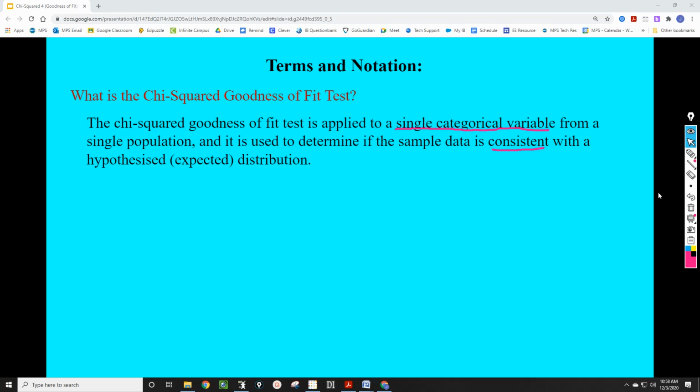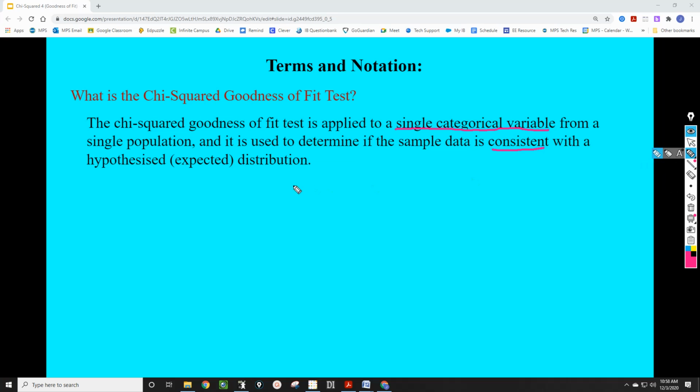When we did the chi-squared test for independence, we had two variables within a single population, maybe comparing age and performance or something along those lines. Here we're just looking at a single variable, a single category, if you will, a single way of describing something that can have many options. And then we're just seeing if it's consistent with predicted or hypothesized or expected data.